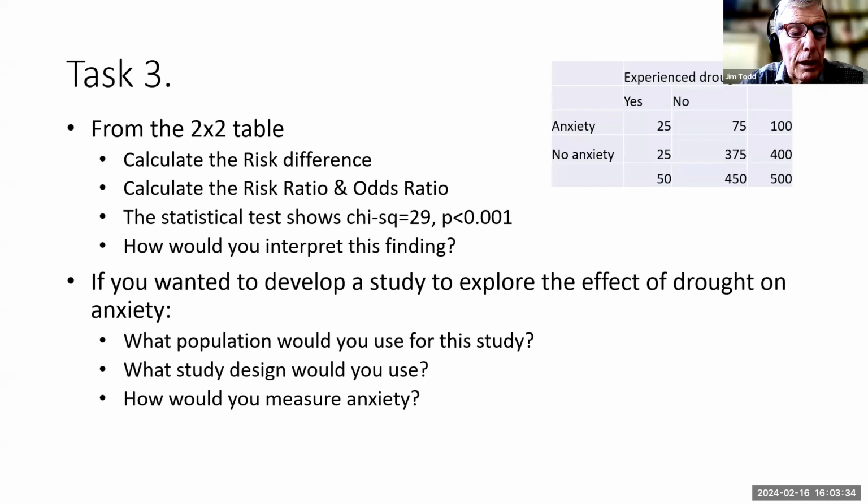And then the second question here: if you wanted to develop a study to explore the effect of drought on anxiety, what population would you use for this study? And what study design would you use? And how would you measure the anxiety that might be present in this population? So that's how I'm going to finish.